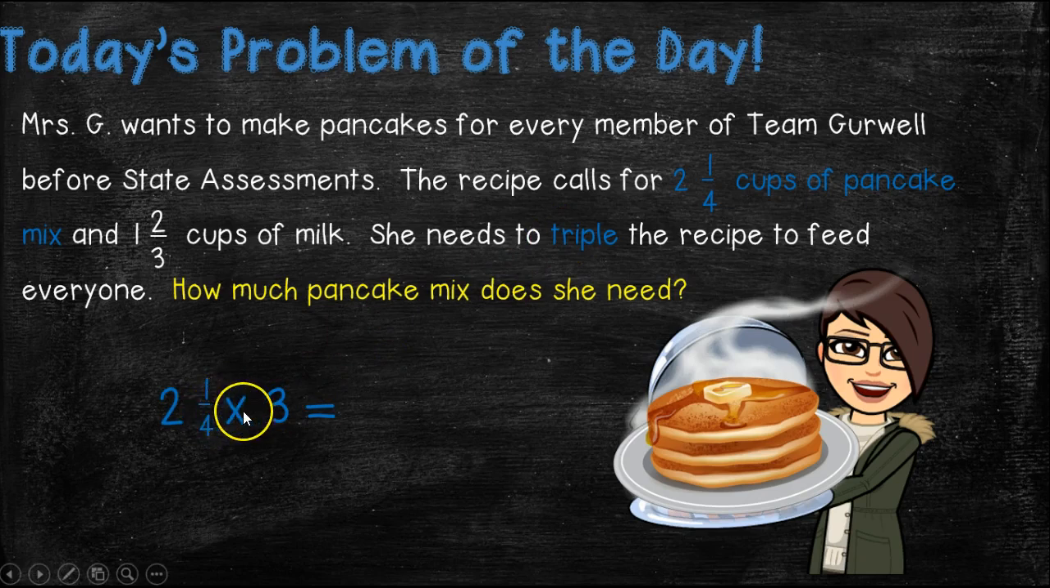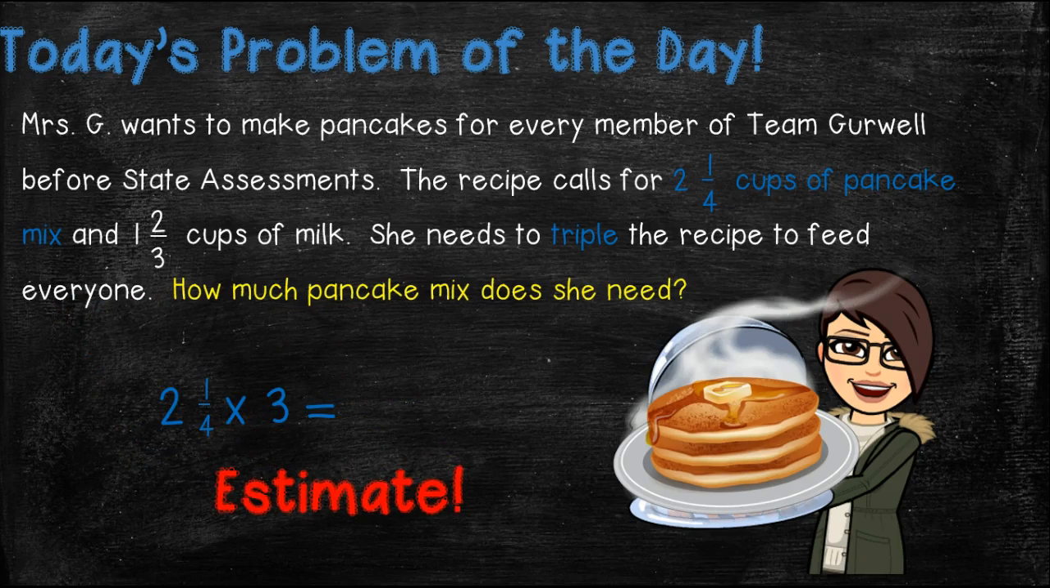Now we can't just go ahead and multiply this the way it is. The first thing we have to do is we need to change this to an improper fraction, and we need to change this whole number to a fraction. So how would we do that? Well, the first thing we're going to do is estimate, because before we solve a problem, we want to estimate to make sure that our answer is reasonable.